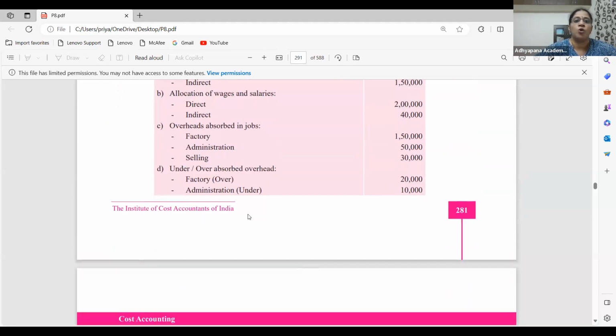Then coming to over absorption of overheads. It is factory overheads over absorbed. So it is factory overhead control account debit to costing P&L.